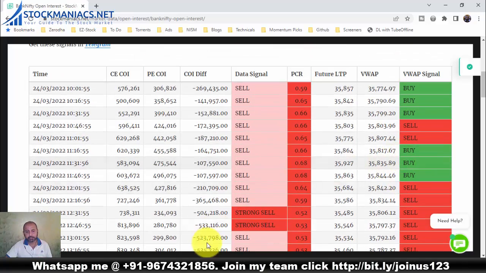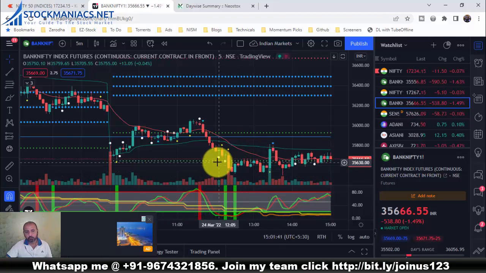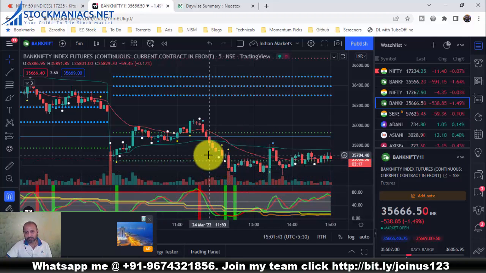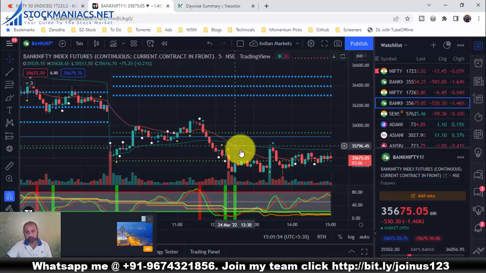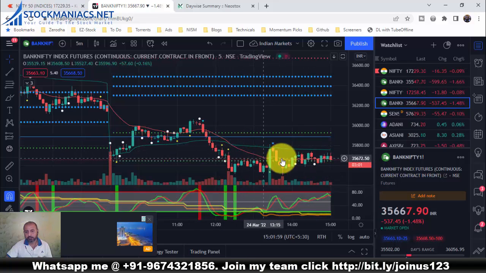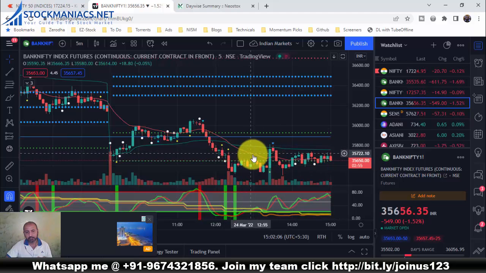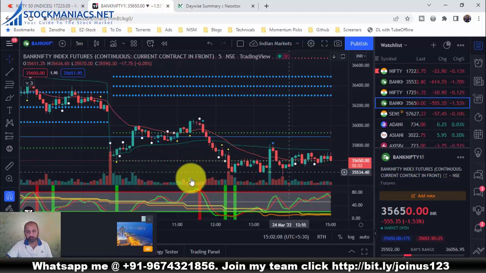Now guys, let us go to the chart. As I have already told you, whenever you are getting a sell signal in the data, you need to wait for a bounce to sell. The best position to short sell is the VWAP area or closer to the important moving average. Here I have a 20 period moving average. The green line is VWAP and the red line is the 21 period moving average.